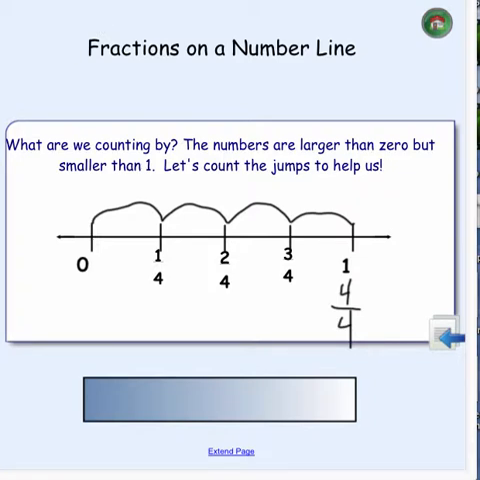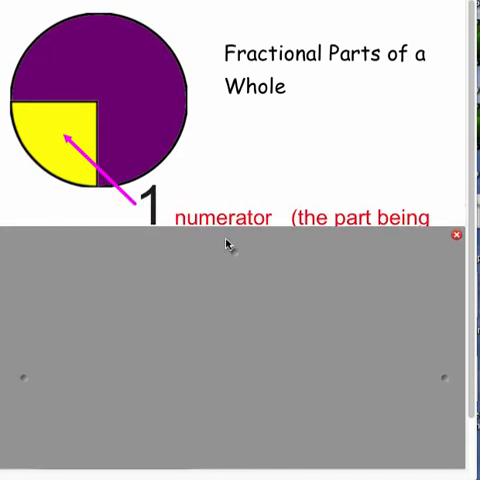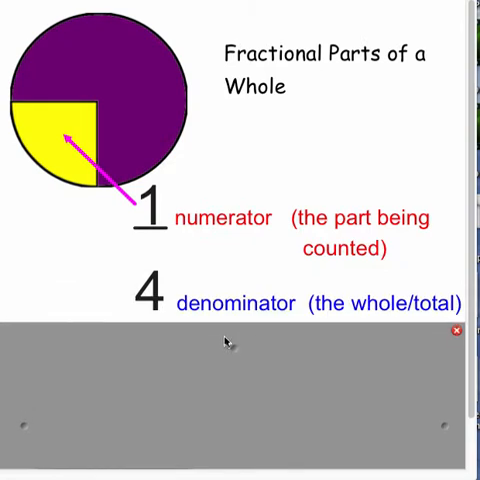All right, let's move on. Now we're going to talk about fractional parts of a whole. I have one whole circle here, and part of it, this little section, is shaded in yellow. That yellow part is a fraction. I want to figure out what fraction of the whole is that. That little shaded yellow part would be what we call 1/4 of the whole circle.